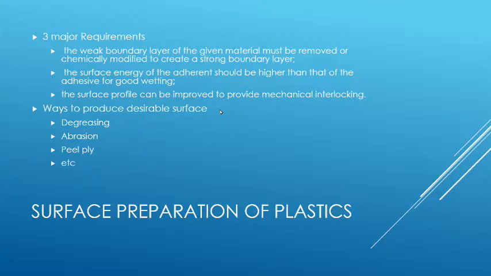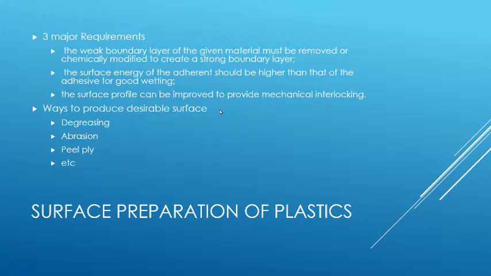This one is regarding the porosity of the surface. There are several ways to produce a desirable surface: degreasing, abrasion, and peel ply. For degreasing, the oil contamination must be removed to form a strong bond. The solvent used and the adherent must be considered to prevent irreversible damage to the surface.